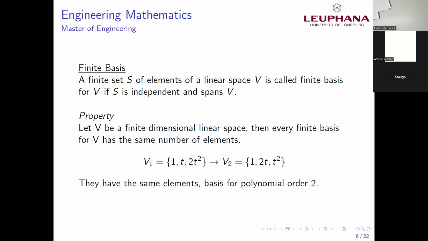Let me introduce a definition. A finite set S of elements of a linear space V is called a finite basis for V if S is independent and spans V. Independent is clear what I intend. Spans, do you know the concept of spans? I didn't use this word before for the sake of brevity, but spans means covers all of V. Let me show you what I intend. I don't remember if I introduced the concept of basis for vectors, but let me show, it's extremely easy.